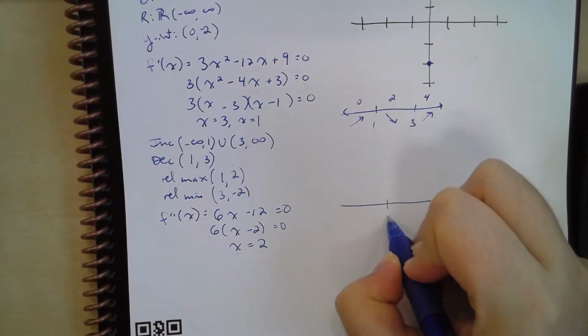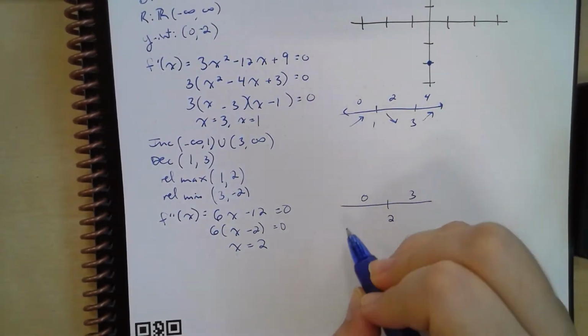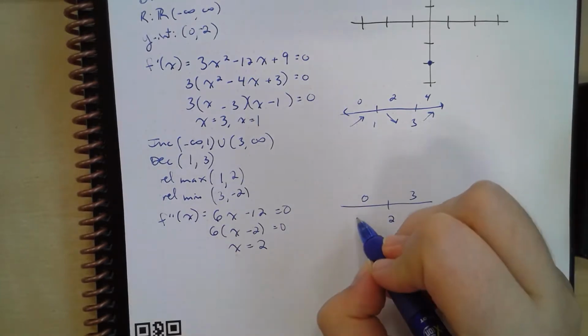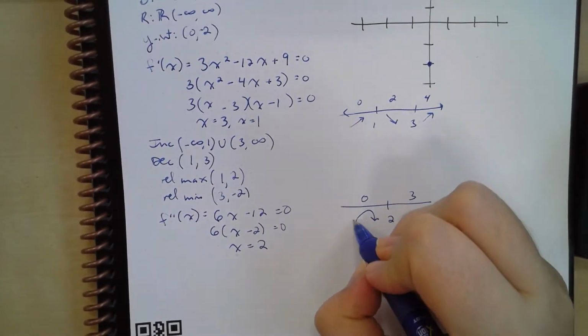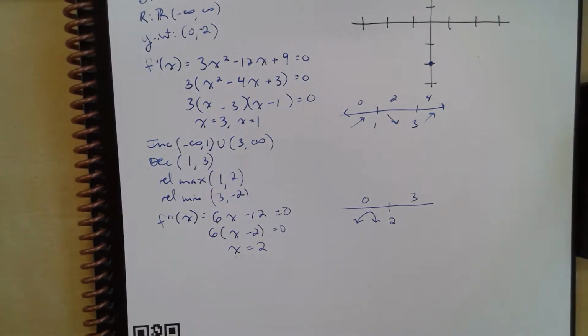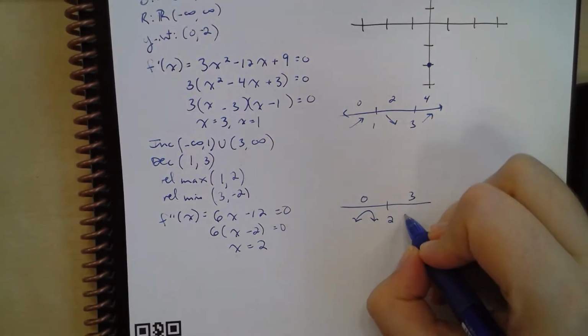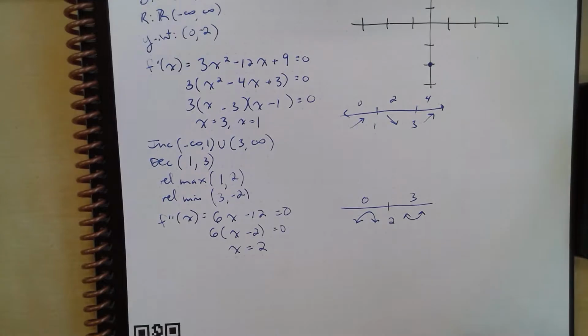All right, I've got 2. I'm going to test 0 and 3. If I put in 0, I get a negative 12, so that's concave down. And if I put in 3, I'm going to get 18 minus 12, which is positive, so that's concave up. Okay, so it looks like I can graph this, right?